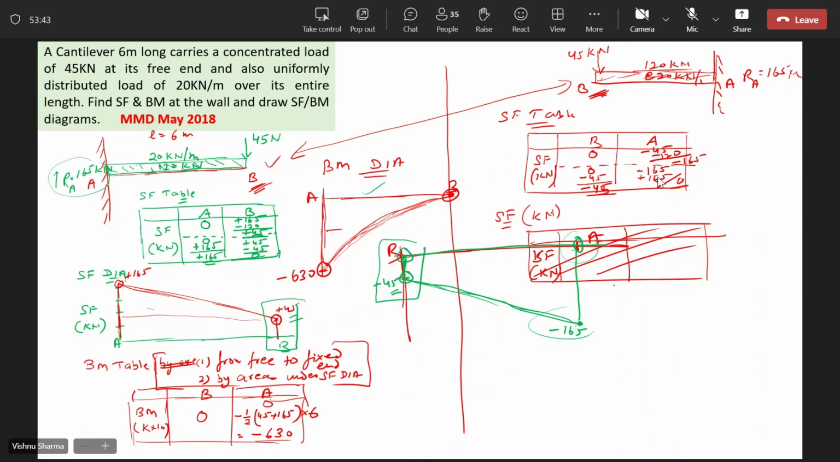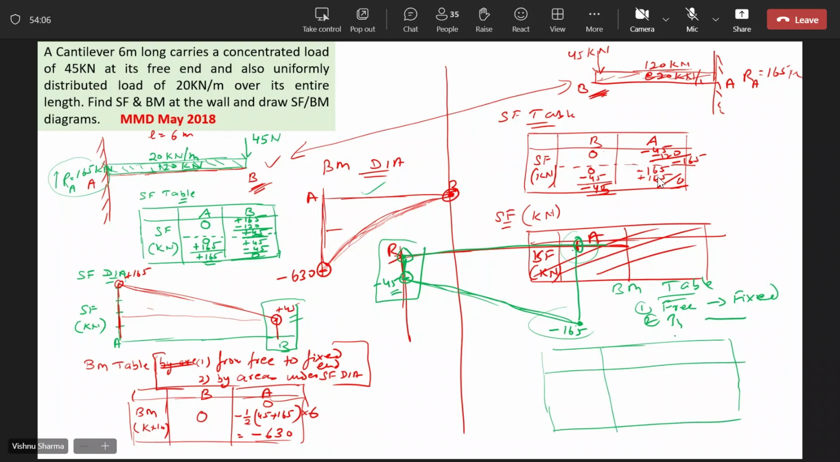Let's see now. Let's make the BM table. From what? One, free end to fixed end, and two, by areas under SF diagram. In this right hand side diagram, which end is free, guys? Which end is free? B is free. And so we are going from left to right, correct? So BM will be in kilonewton meter, B to A, free to fixed, left to right. What will be the BM to the left at B? 0.